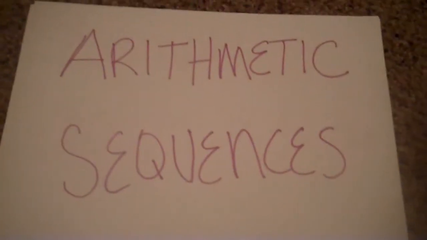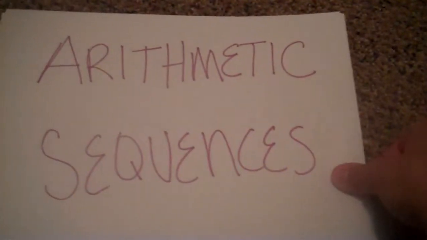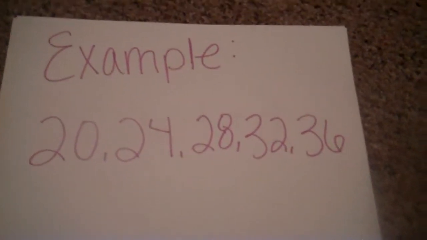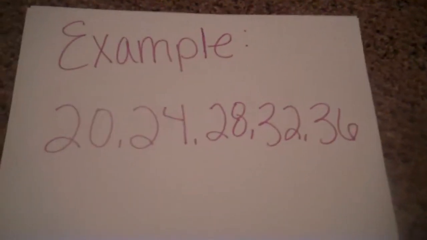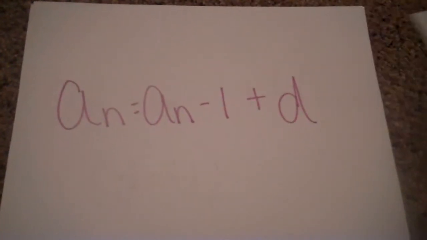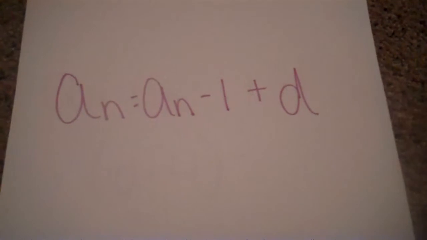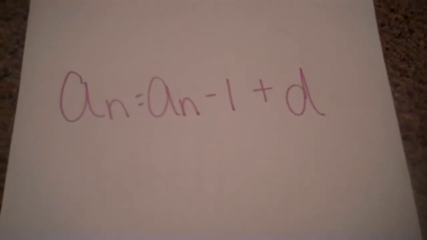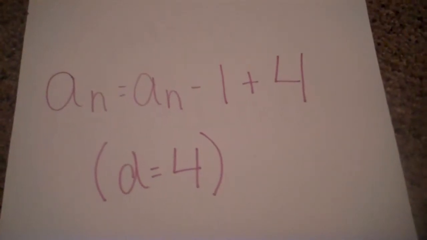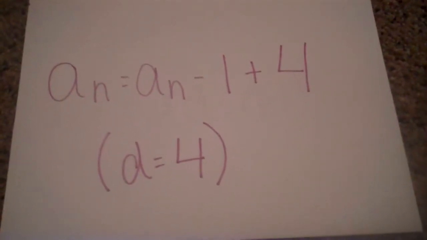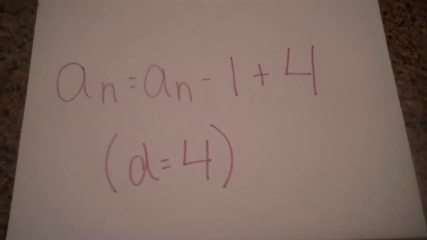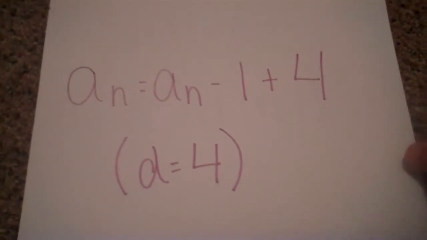Let's look at an example of arithmetic sequences. An example would be 20, 24, 28, 32, and 36. The recursive formula for a sequence such as this would be a_n = a_(n-1) + d, and d stands for the common difference between all the numbers. So the difference in that previous sequence would be 4, because 20 plus 4 equals 24, and 24 plus 4 equals 28, and so on.